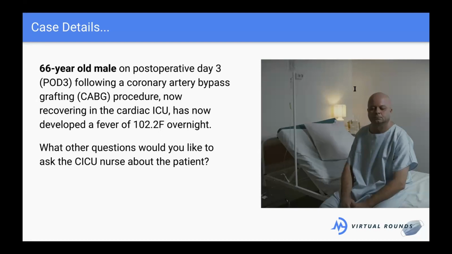But you're right, Seema, we also want to do that review of systems. We want to see, are you coughing? Do you have any nausea? And you might be asking these questions because these are common symptoms, or you might have a specific diagnosis in mind, which would be even 2 steps ahead. Anything else we want to ask the SICU nurse?